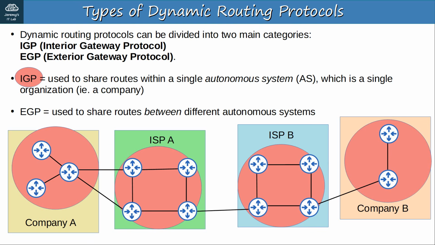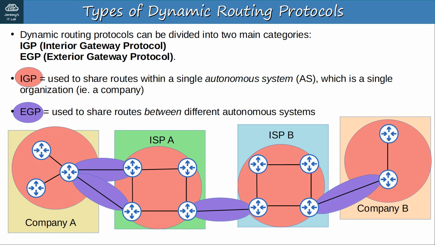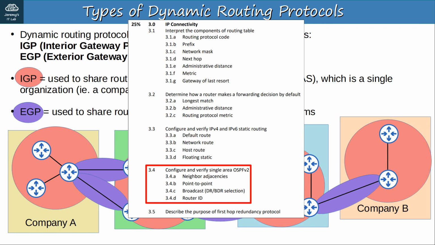Within each organization, an IGP is used to exchange routing information. However, to exchange routing information between ASs, an EGP is used. The basic purpose of IGPs and EGPs is the same, to share information about routes to destinations. However, they function differently. Because this is a CCNA course, we will focus mostly on OSPF, which is an IGP. However, you will also learn about other IGPs and the one EGP that is in use today, to the extent that you need to know them for the exam.